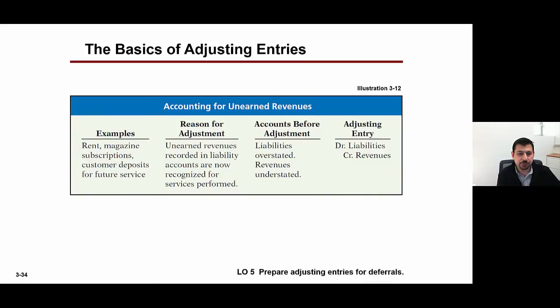This is as a summary. Once again, before adjustment, liabilities were overstated, revenues were understated. And in order to fix that, we needed to decrease liabilities, so we debited liability, and we needed to increase the revenues because we recognized new revenues that the company has earned. As a result, we credit revenue. So this is the adjusting entry here.